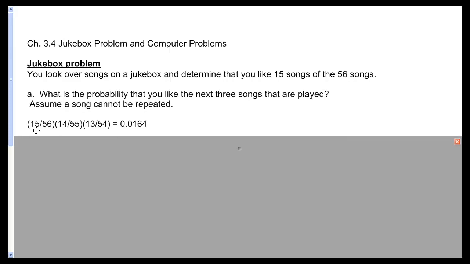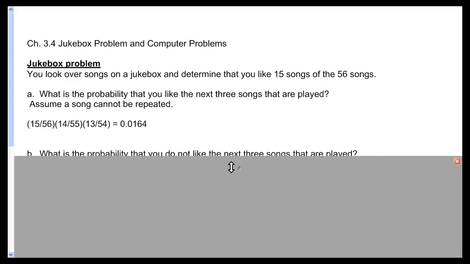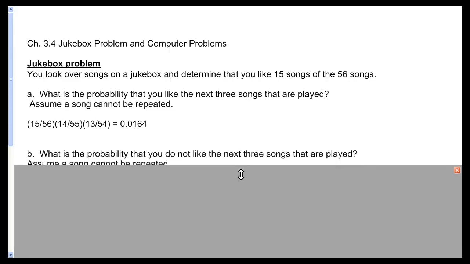So to begin with, it's 15 out of 56. Once that one song has been played and you like it, then there'll be 14 songs out of 55 songs left. And once that one's gone, you'll have 13 songs left out of 54. And you use these 3 ratios because you're looking for 3 songs, and you multiply those and you'll get 0.0164.